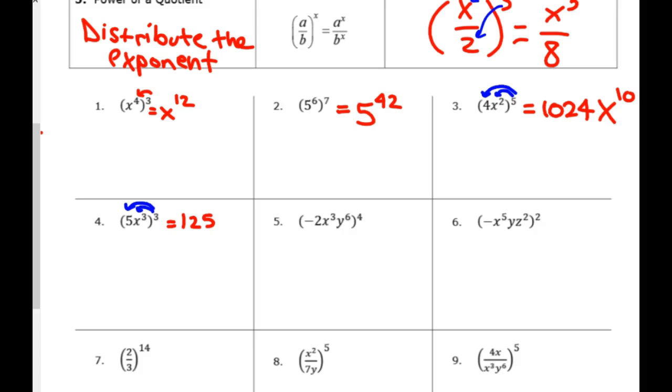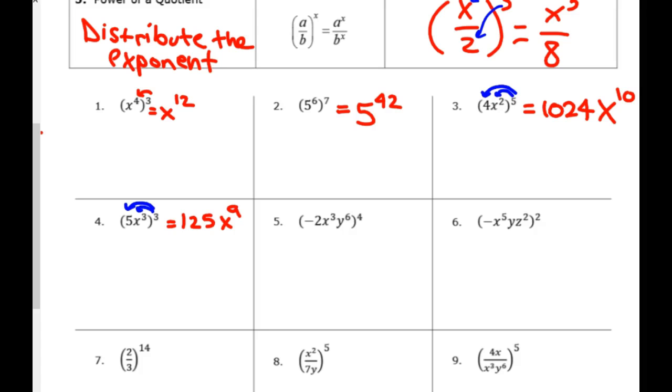And then, power of 3 to the power of 3. What do I do with the 3's? What do you think? What do I do with those 3's? Multiply. Okay. So we get x to the power of 9, because those 2 3's will multiply because it's power to a power. Okay.